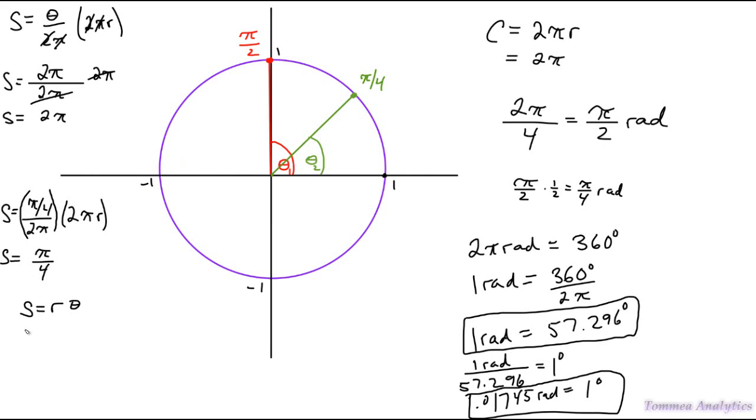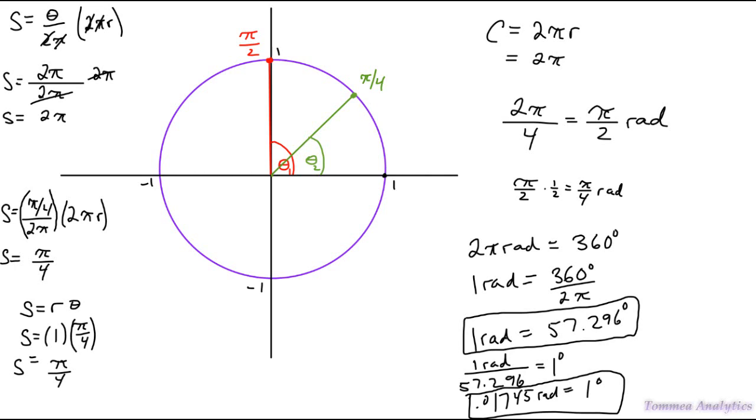So just to take a quick example, S is equal to 1, and here we'll use theta 2. So theta 2 is pi over 4 radians. And this is equal to 1 times pi over 4, which is equal to pi over 4. So S, the arc length, is equal to pi over 4 radians from this point 1, 0 to this green dot. So that sums up the general idea of radians.